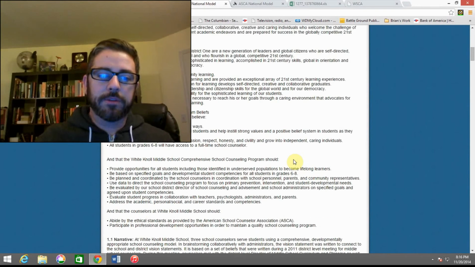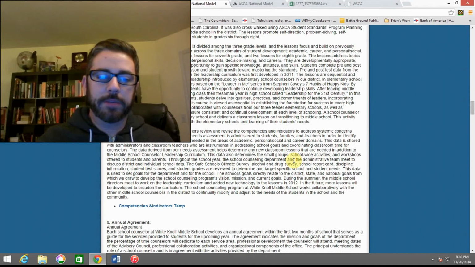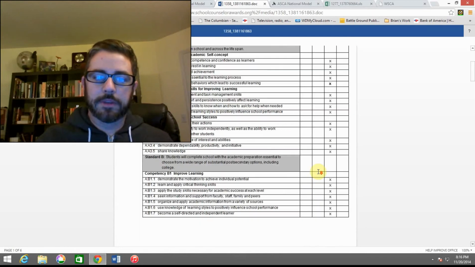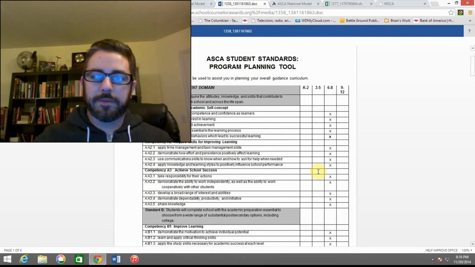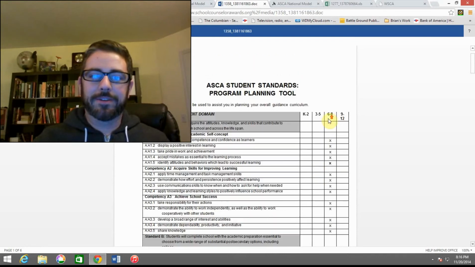When you scroll down, you can see the other components of the application, and here when you get toward the bottom, you'll see the competencies and indicators. If you go ahead and click on that, actually this is not the one I had in mind. If you look at this one, this is a nice one, but you will notice that here's the ASCA Student Standards Program Planning Tool, which you'll be expected to complete.